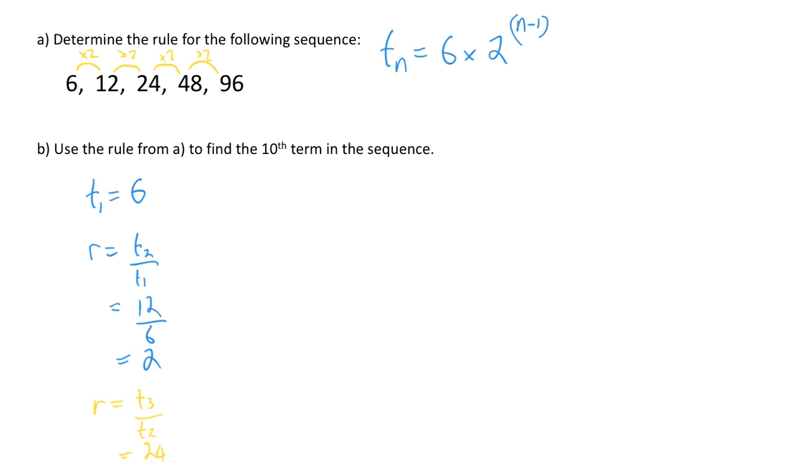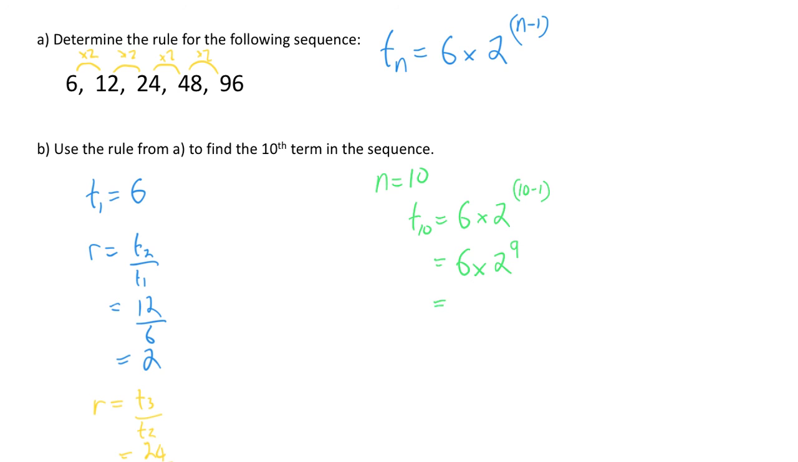Looking at part B, it wants us to use the rule to find the 10th term. So what that means is that our n value is going to equal 10. So we can substitute n is equal to 10 into the rule. So T10, the 10th term, is equal to 6 times 2 to the power of 10 minus 1. I could simplify that if I wanted to, 6 times 2 to the power of 9, or I could just put it straight into the calculator.